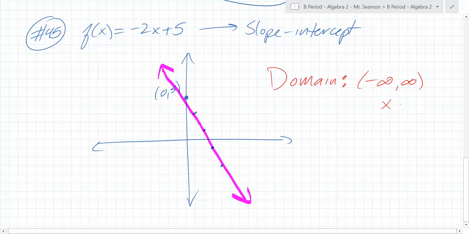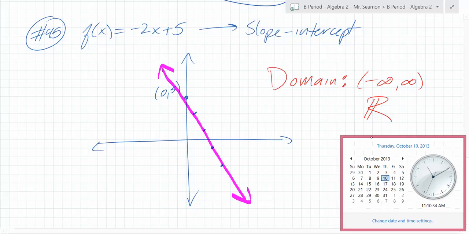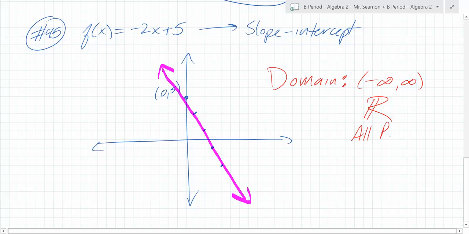Yeah, you could say it like this. Can't you say x is like no real? Yeah, you can just say the domain is all real numbers. It's a double-bar R. This means all real numbers. You can say all real numbers. That's fine. What about the range of this one?